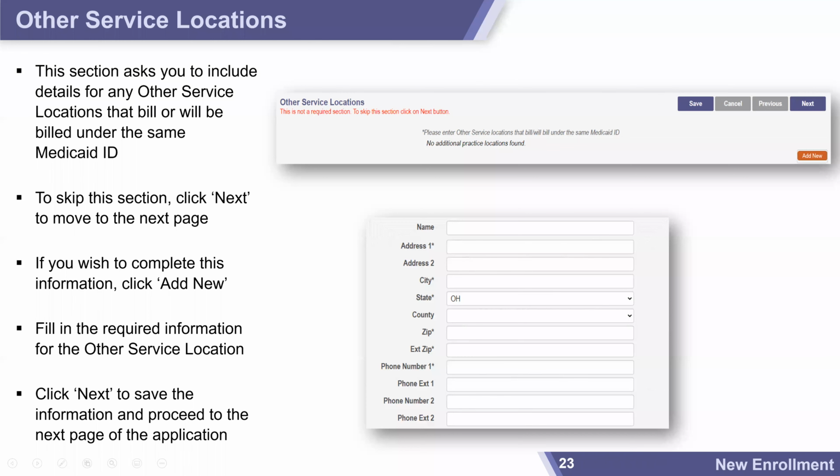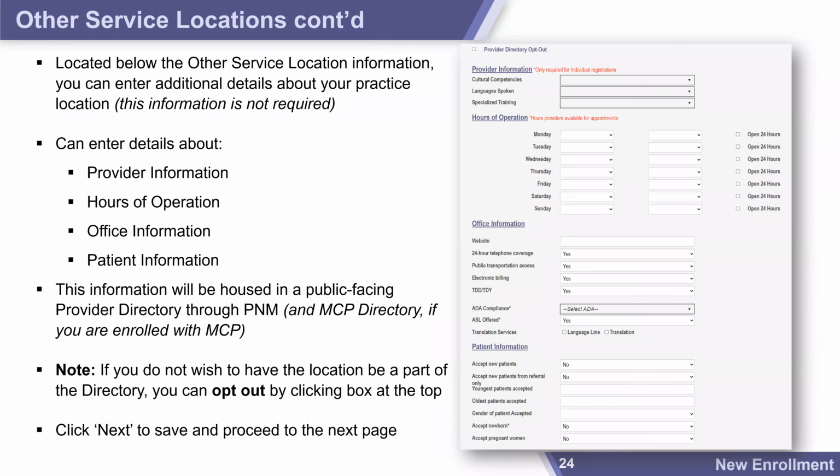When you hit add new, you're going to get another box that's going to pop up, which is going to give you a means to put in all of that information, including any of those additional details about that other service location. Again, maybe they've got different hours of operation at the other service location than at the primary service location. Along with being able to opt out of the public-facing provider directory for these other service locations if you so choose.